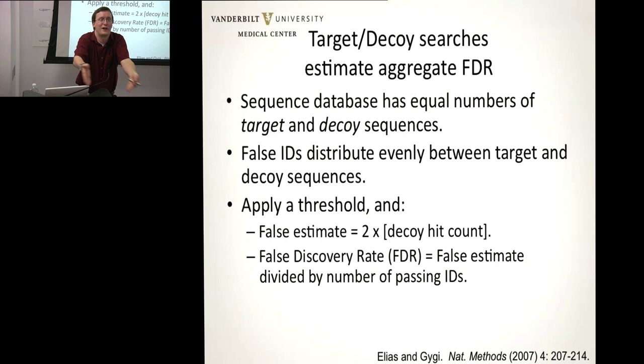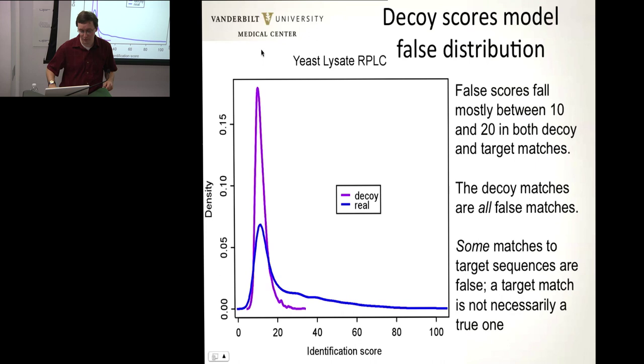This is not, however, the only way to do it. Now, I'm going to give you a quick graphical look at what this looks like. Here, we've separated all the IDs from a particular raw file into two populations, those that hit to potentially real sequences and those that hit to known false sequences. You can see in purple that we have this really high peak that represents these decoy hits. And the highest score we achieve is right here, about 35.